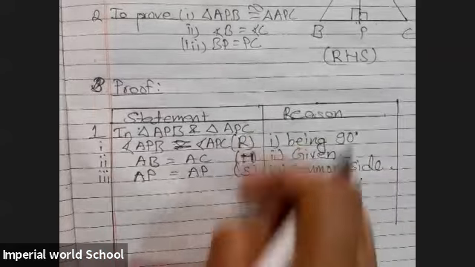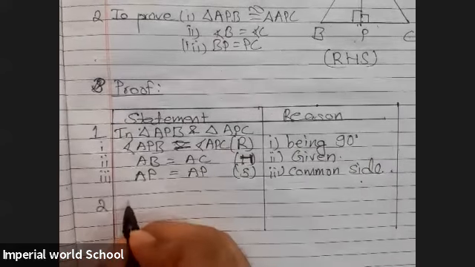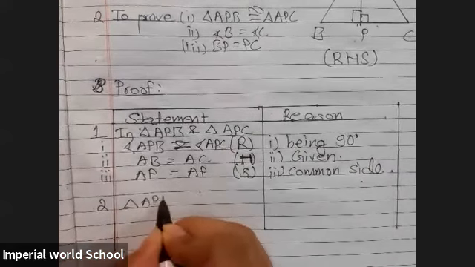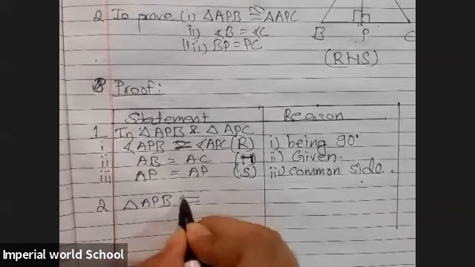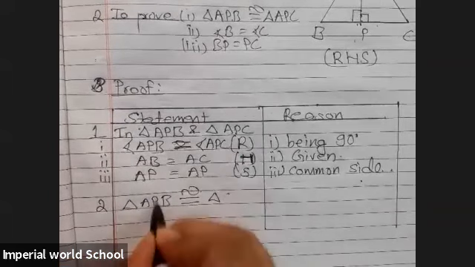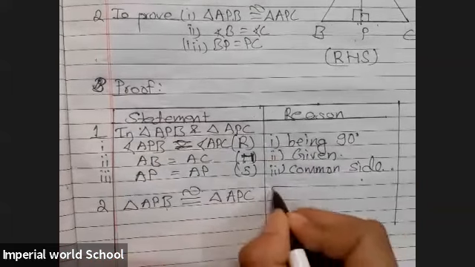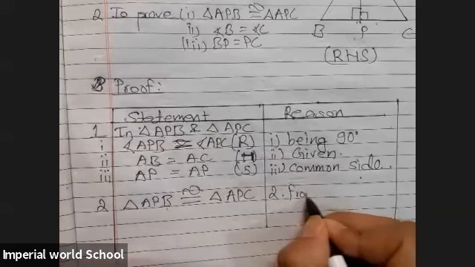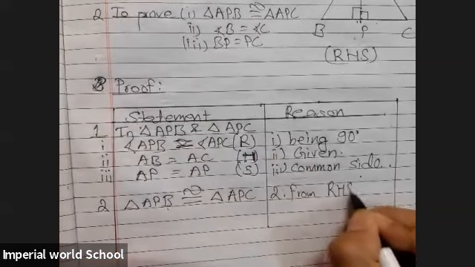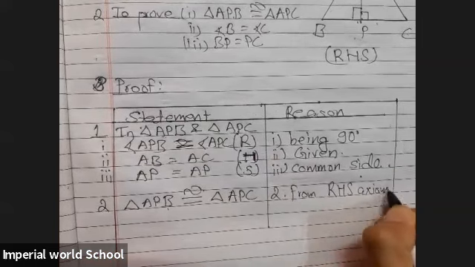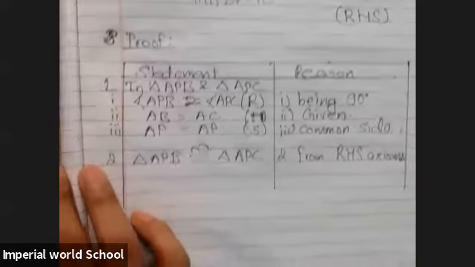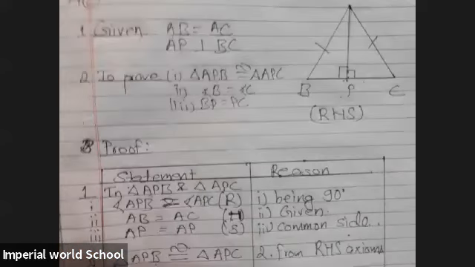Okay, after writing these 3 points, we get permission. The permission is that they get the stamp of congruence: triangle APB is congruent to triangle APC. So number 2, what is the reason? From RHS axiom. Okay, this is the first question.